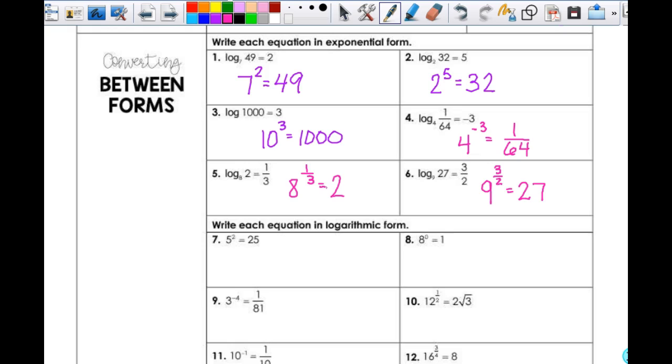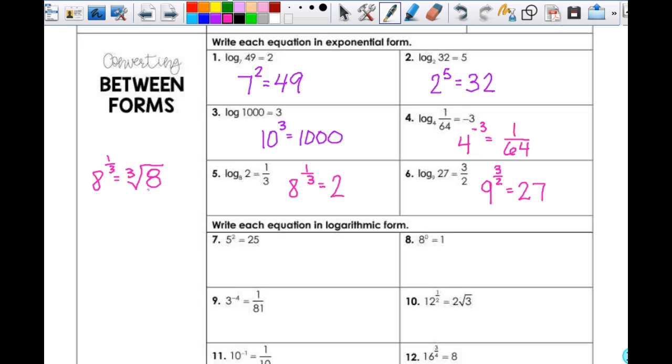What do the rational exponents, the little fractional exponents, do? So 8 to the 1/3 power is the cube root. It's the same thing as the cube root of 8, right? Same thing, because the cube root of 8 is 2. Does that make sense to you?